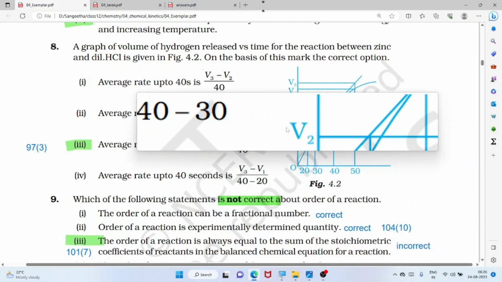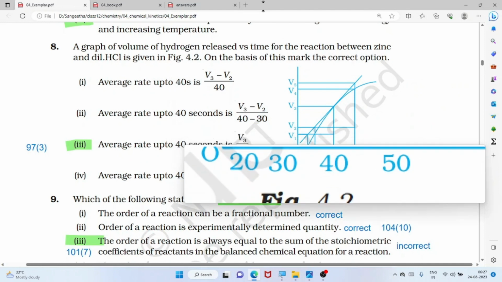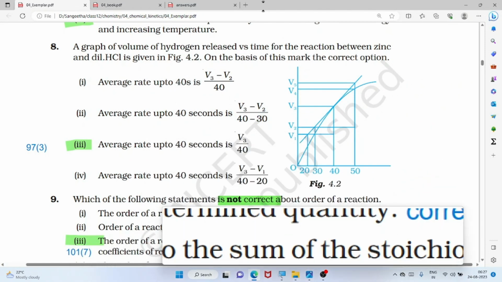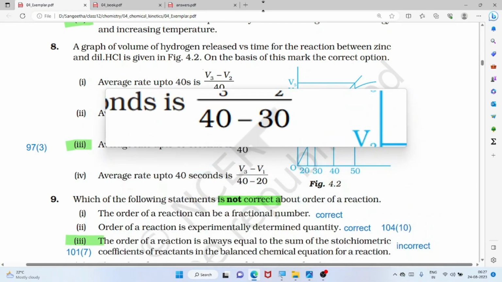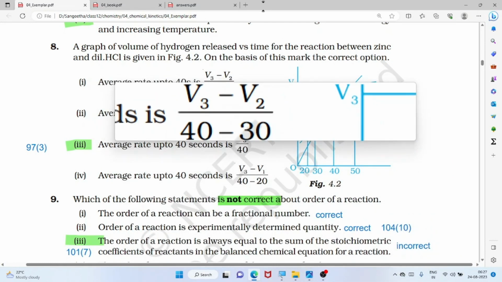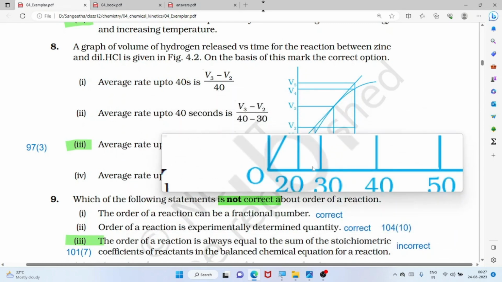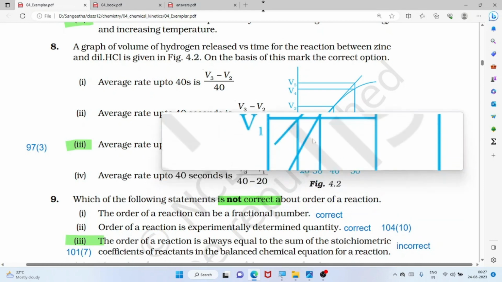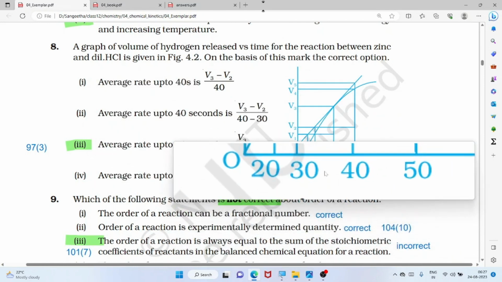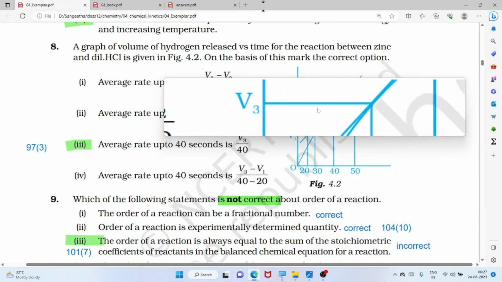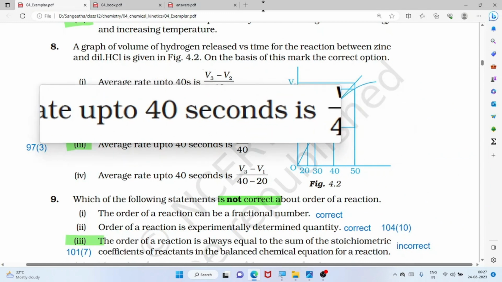See, V3 from 0 to V3, this is the volume change. Here V3 is 40. Okay, 0 to 40. So the difference in volume. But here if you see V3 minus V2, V3 is 40 only, but V2 here is different. V3 minus V2, V3 40.